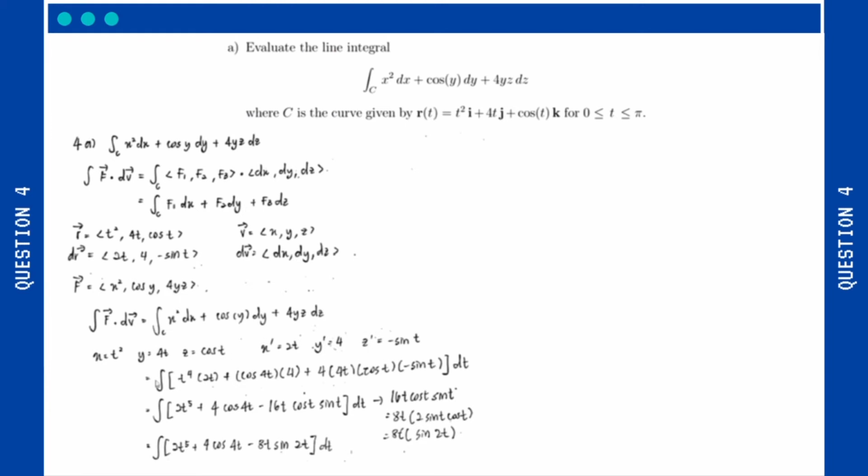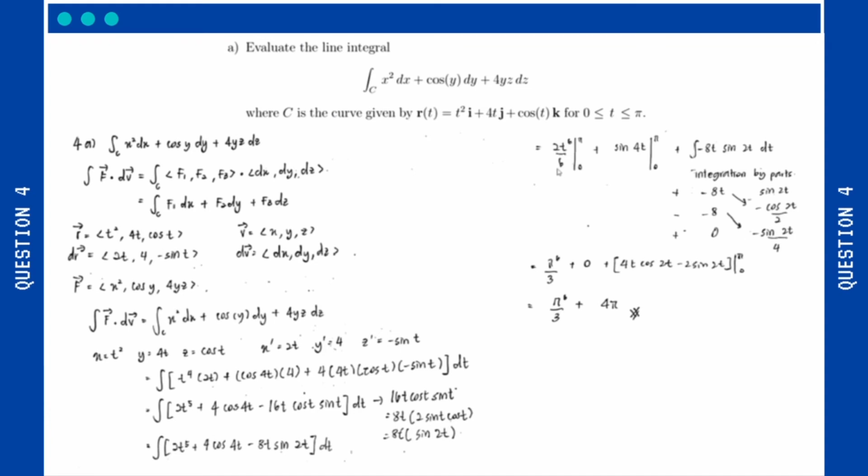t. So it is equal to the integration of t to the power of 4 times 2t plus cos 4t times 4 plus 4 times 4t times cos t times negative sin t dt. So we will get 2t to the power of 5 plus 4 cos 4t minus 16t cos t sin t. So actually we can simplify this using trigonometric identities. So actually 16t cos t sin t is equal to 8t sin 2t. So we'll get like this.